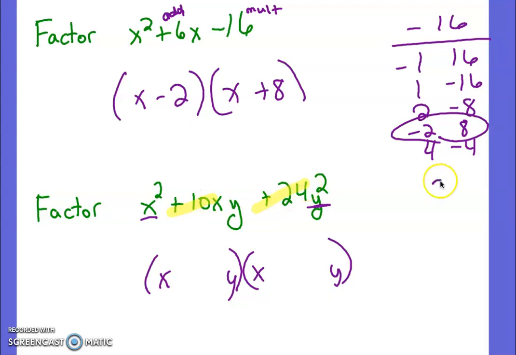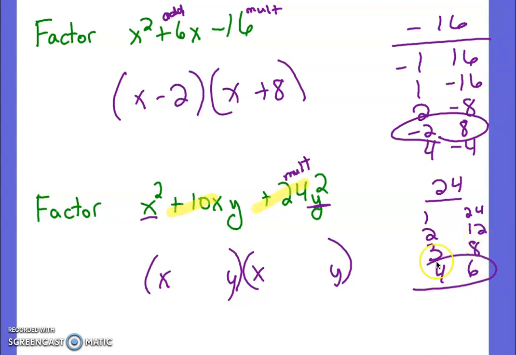So, which 2 numbers multiply together to give me positive 24, and so that could be 1 times 24. It could also be 2 times 12. It could be 3 times 8. It could be 4 times 6, and there it is. We're trying to find 2 numbers that add together to give me positive 10. So x plus 4 and x plus 6.